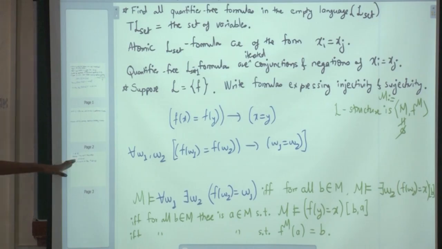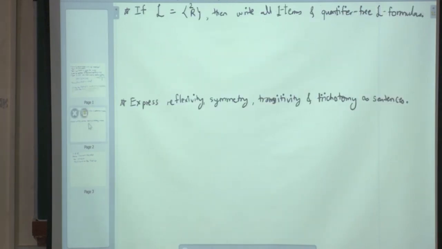Is this clear? Okay. So let's go to the next problem. It's again simple. If you are given a binary relation symbol only, I mean like orders or equivalence relations, then write down all L terms and quantifier free L formulas. What are L terms here? Just variables.